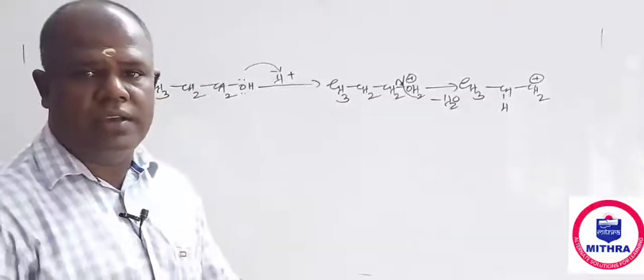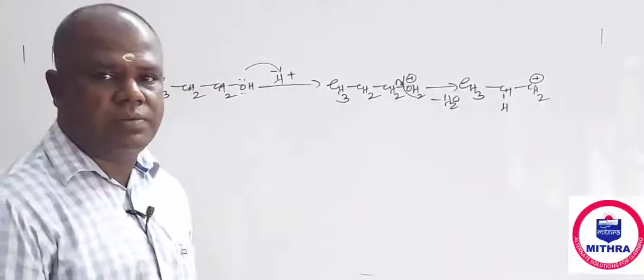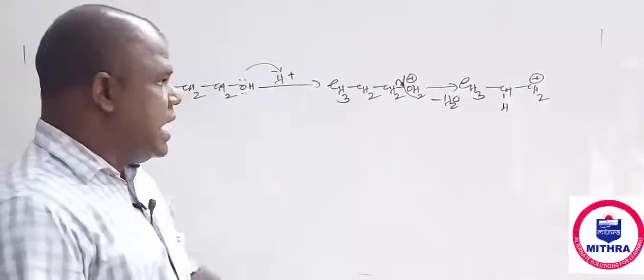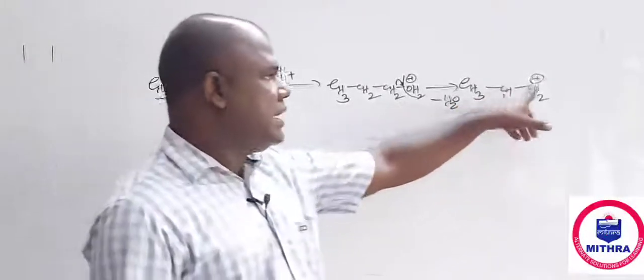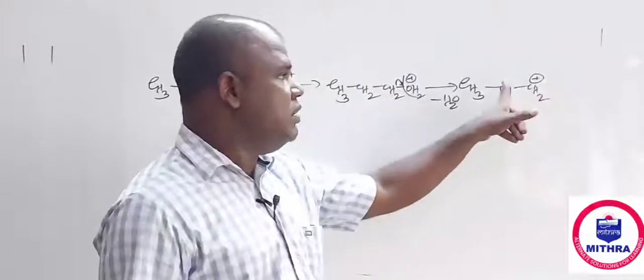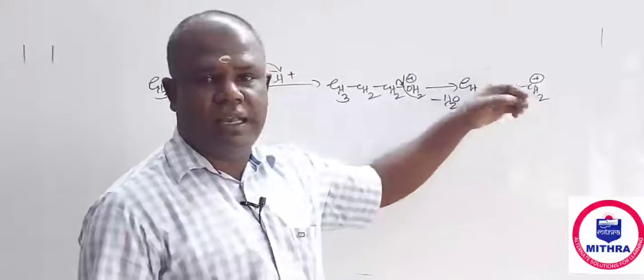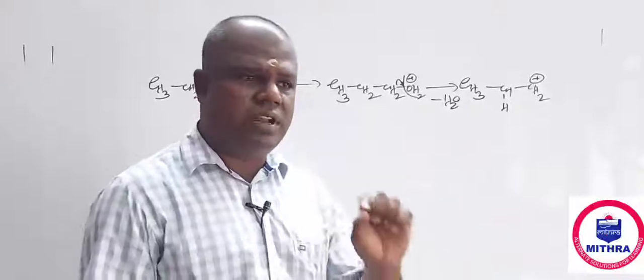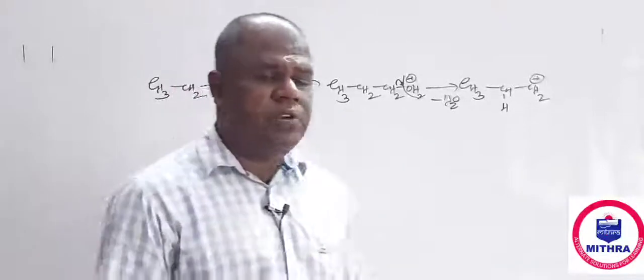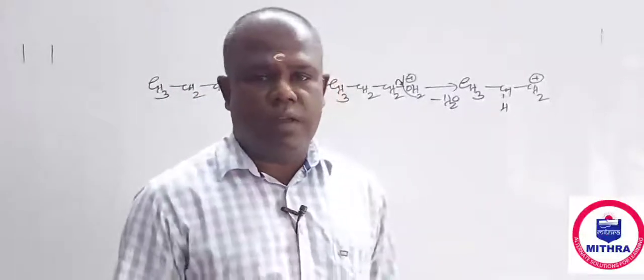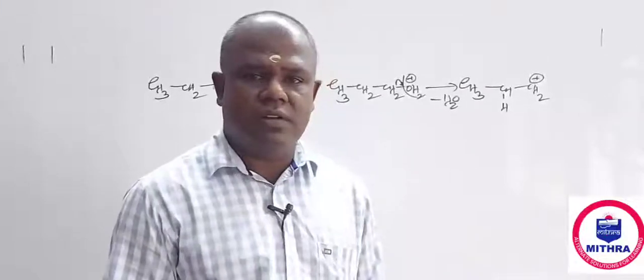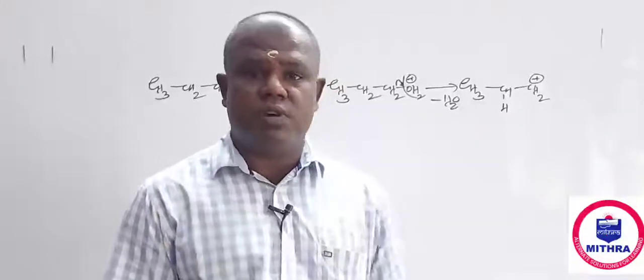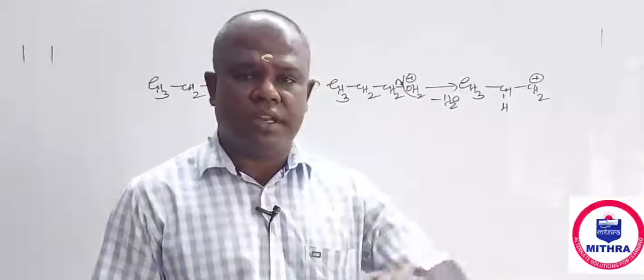And then only it will undergo the next step. After removing this OH2, you are getting a positive charge, and this positive site will be shifted here. That is happening inside the reaction mechanism. Whenever a carbocation is formed, it will try to rearrange to the maximum stable form. Compared to primary, secondary is more stable. Compared to secondary, tertiary is more stable. So if there is an option for the rearrangement, it will do.